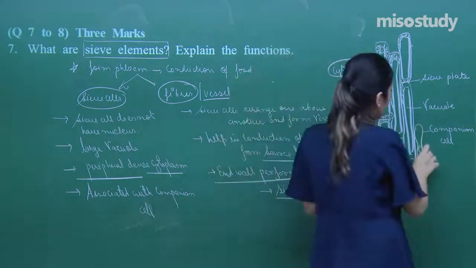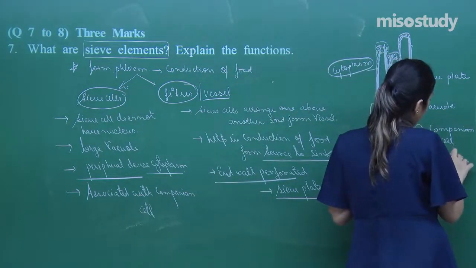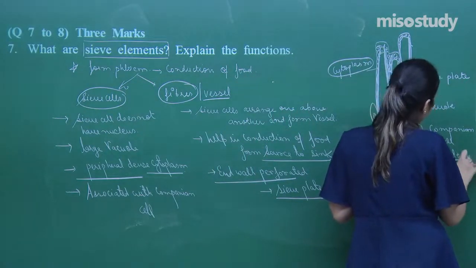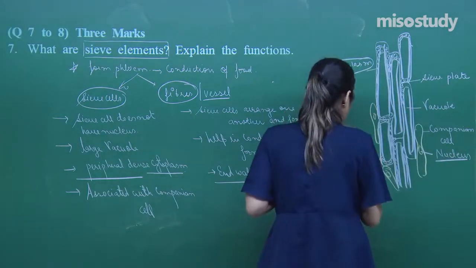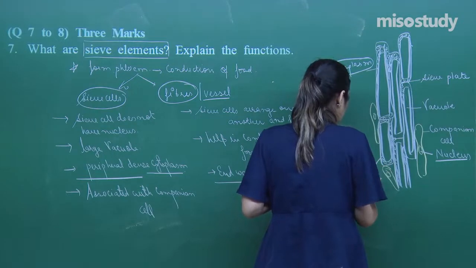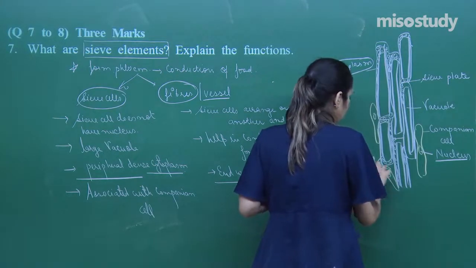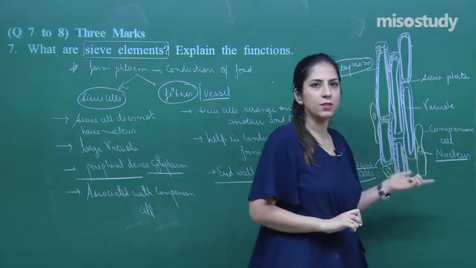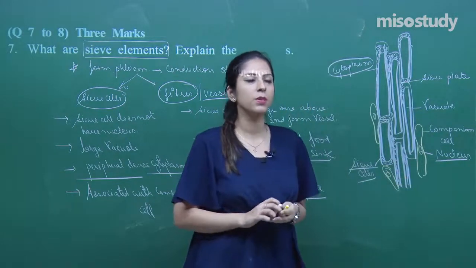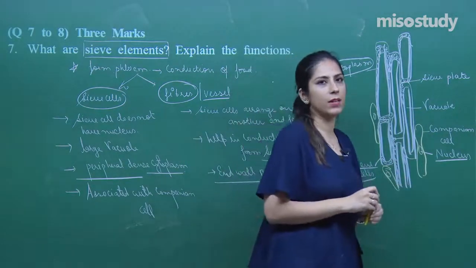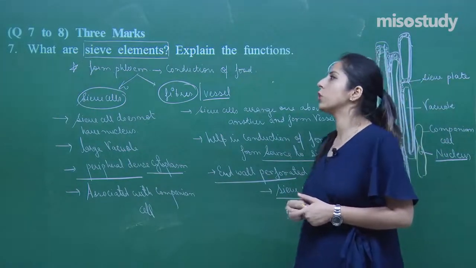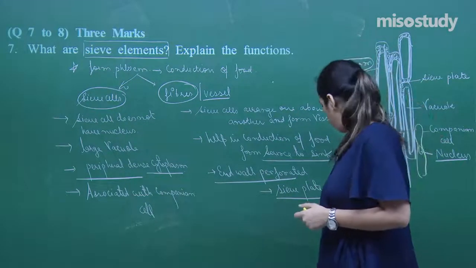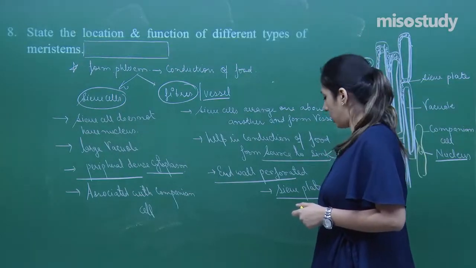The companion cells have a nucleus with which it guards the activity of these sieve tube cells. So this is a sieve cell. So this is the structure of these sieve tubes, cells arranged one above another and they form a vessel-like structure. So this was question number 7. Let's move forward with the next question.